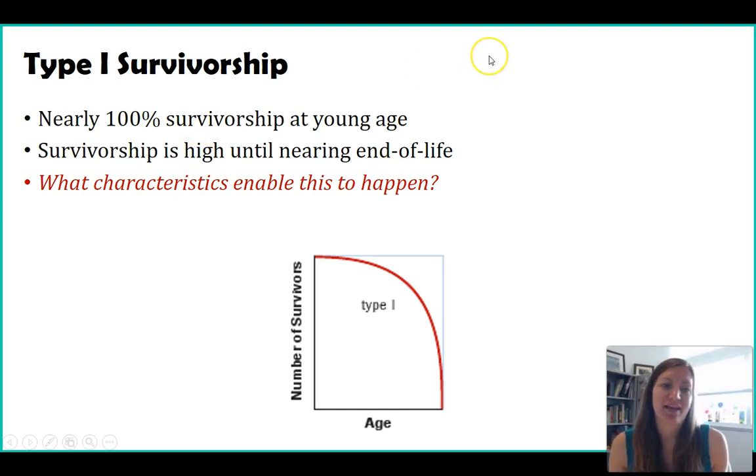So this red question that came up: what characteristics enable this to happen? Well, think about humans. Why does this happen? You can think, well, we have healthcare, but don't think of it that way. Think about our life cycles. For one, we have parental investment. We, as the parents, ensure the survival of our offspring. There's a lot of organisms that don't do that. For example, many frog species lay a whole bunch of eggs, and that's it. Good luck. There's no parental investment there. Once the eggs hatch, they're on their own.